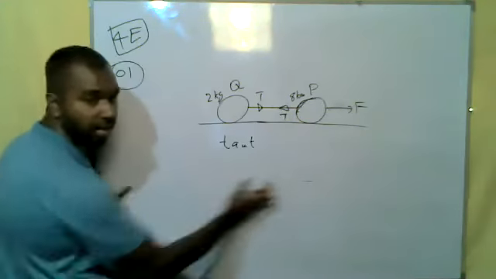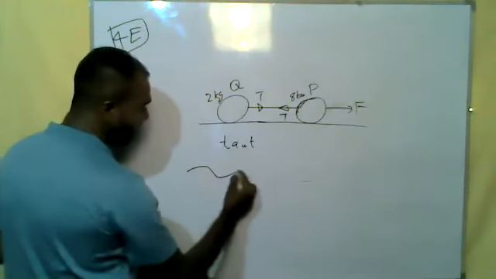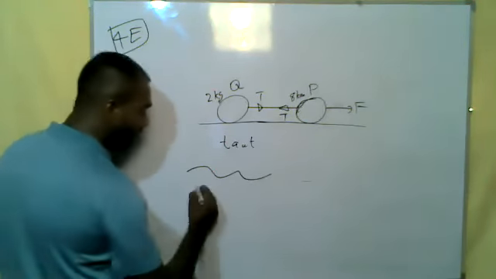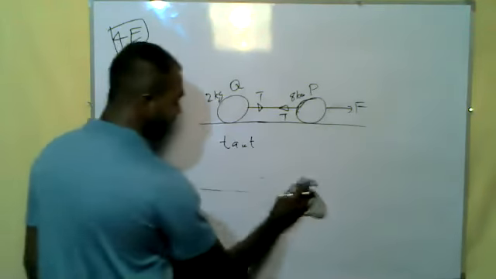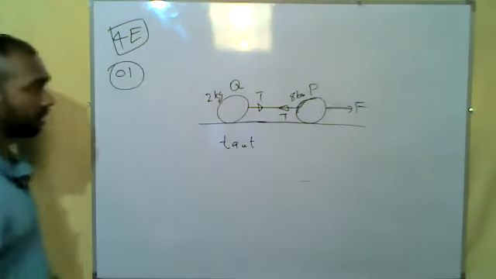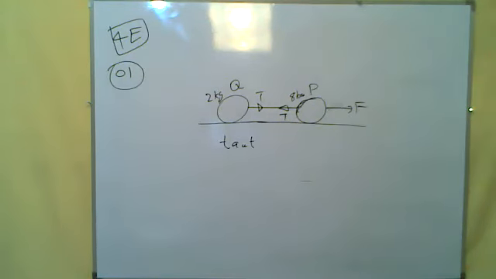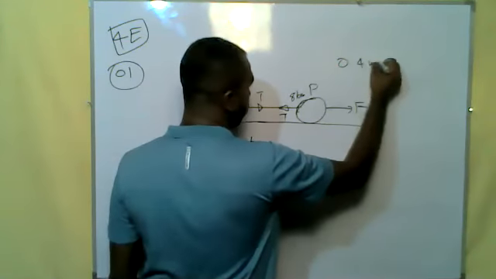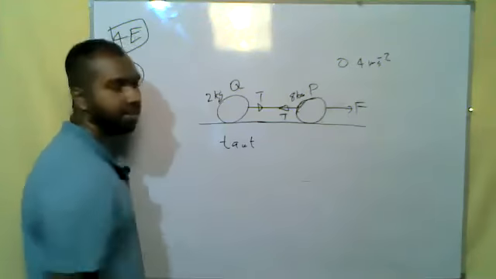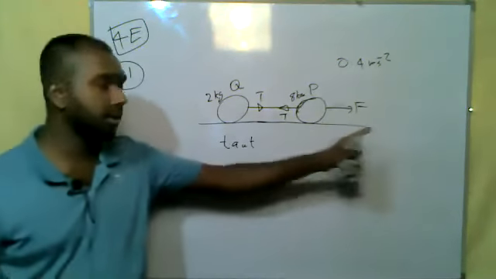That means the string is straight. It is not like this. It is totally straight, like a straight line. So when the string is taut, the acceleration is 0.4 meters per square second. And they are asking what is the force of this one?